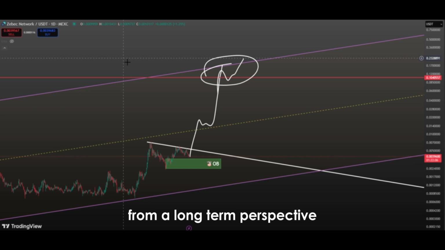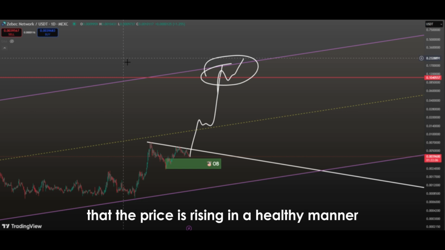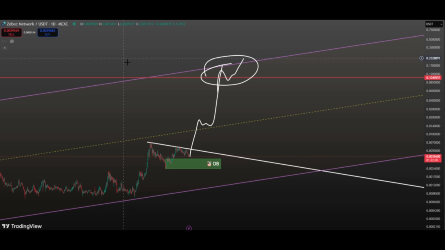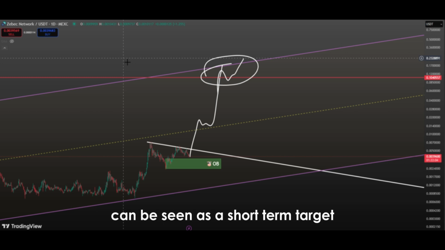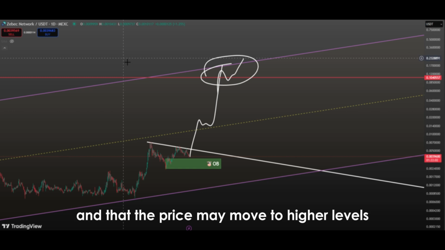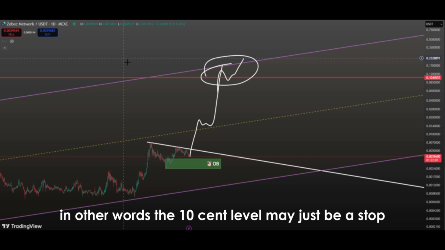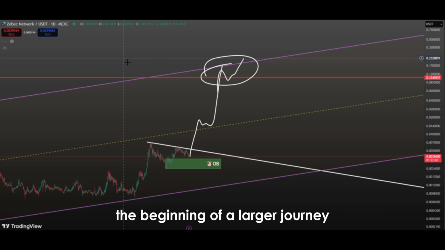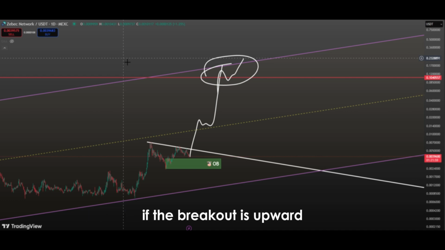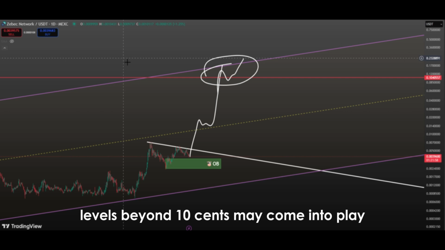From a long-term perspective, the ascending channel shows that the price is rising in a healthy manner and indicates that the trend is sustainable. The price reaching 10 cents can be seen as a short-term target, but beyond that, investors should also take into account that the trend has not broken and that the price may move to higher levels. In other words, the 10-cent level may just be a stop, the beginning of a larger journey. Because when ascending channels break, the price generally moves in that direction. If the breakout is upward, levels beyond 10 cents may come into play.